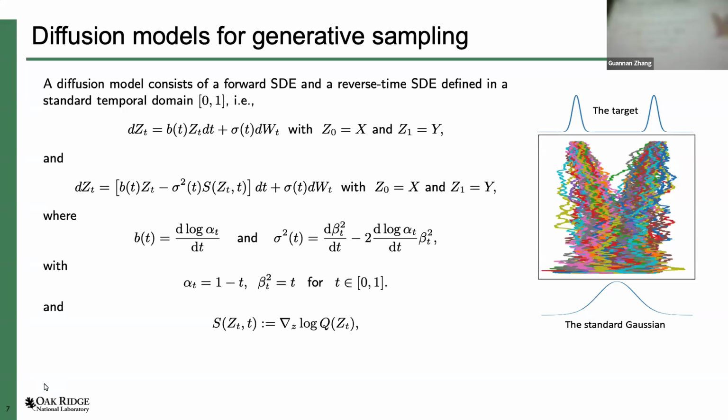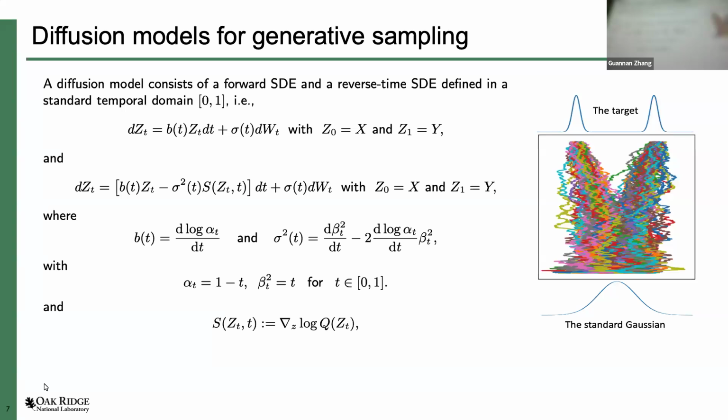So that is the backward SDE. It uses the same B and sigma, but it has another term, which is the score function. If you know the score function, you can first generate samples from the standard Gaussian and solve the backward SDE in time to get samples of the target distribution, and then the mission is accomplished. But the problem is that you don't know it. The definition of the score function is the gradient of the log of q of z_t, where q is the solution of the Fokker-Planck equation associated with the forward SDE. So you have the forward SDE, there is a corresponding Fokker-Planck equation, and you take the logarithm of its solution and then the gradient.